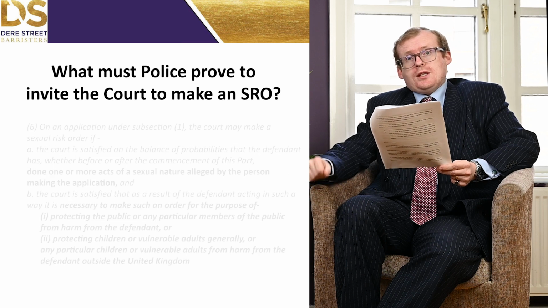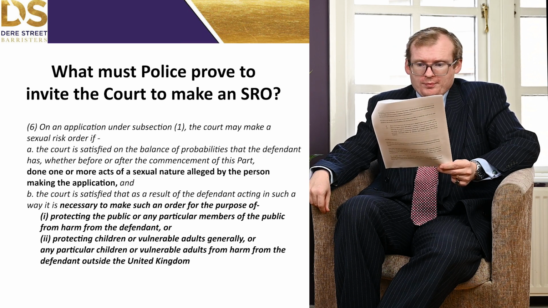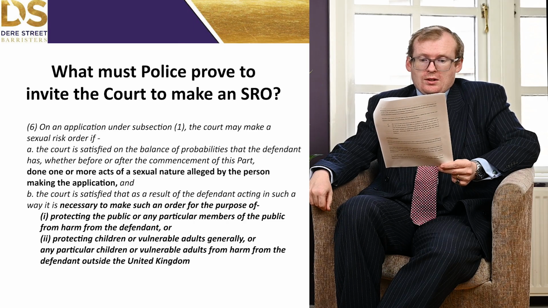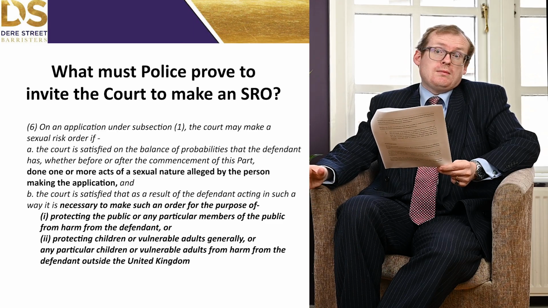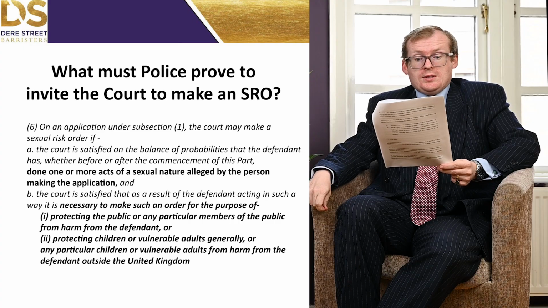We then go to subsection 6. On an application under subsection 1, the court may make a sexual risk order if A, the court is satisfied on the balance of probabilities that the defendant has, whether before or after the commencement of this part, so it doesn't matter when it's happened, done one or more acts of a sexual nature alleged by the person making the application.